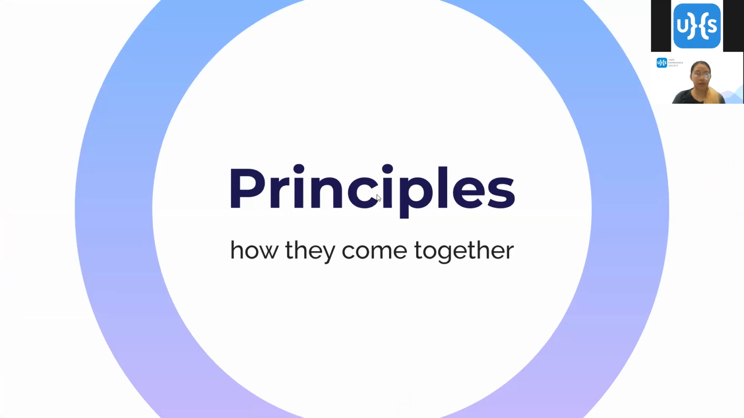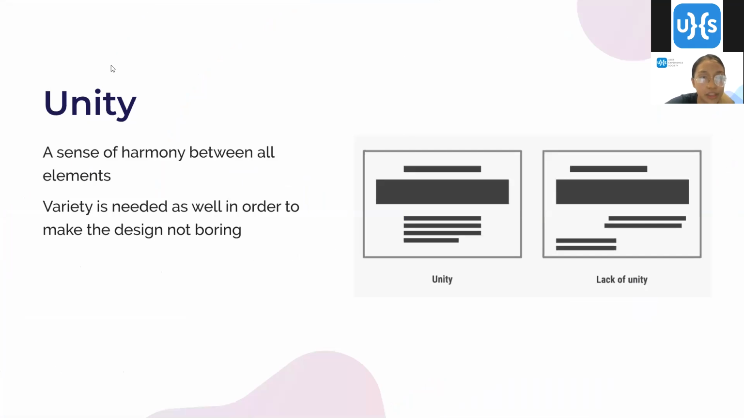So we have all those elements. Those are like the Lego blocks of our design. But we need principles as well. Those are like the blueprints, the Lego instructions we follow to know how to use them together. All right. So our first principle is unity.